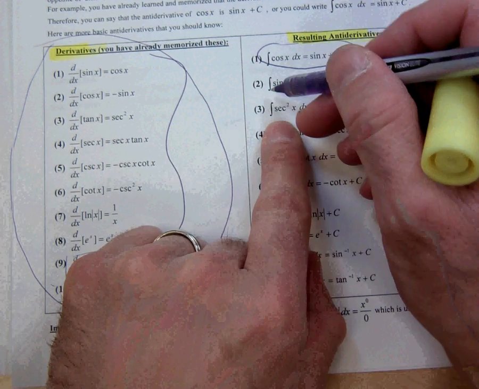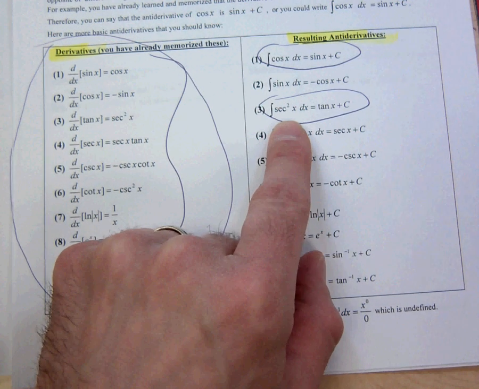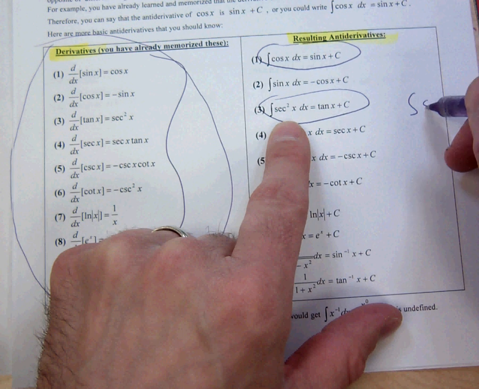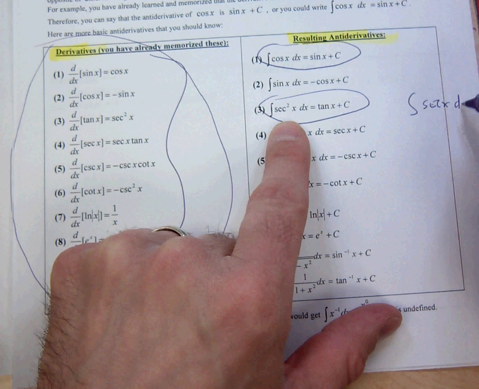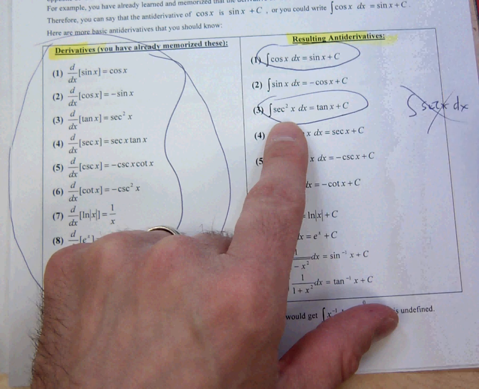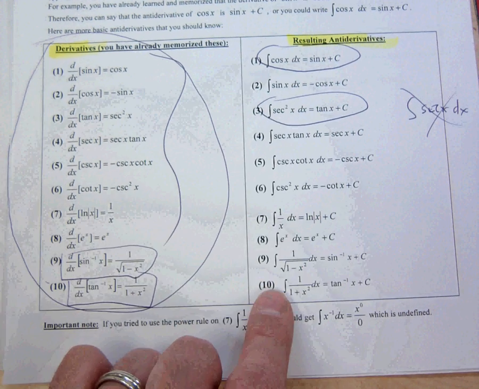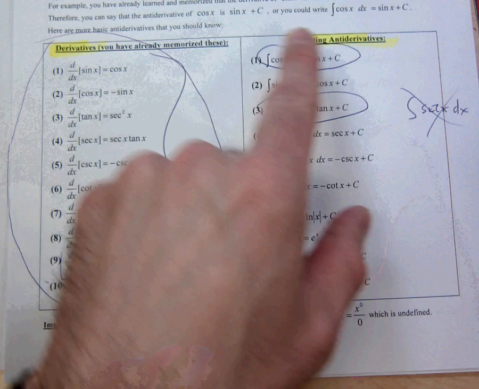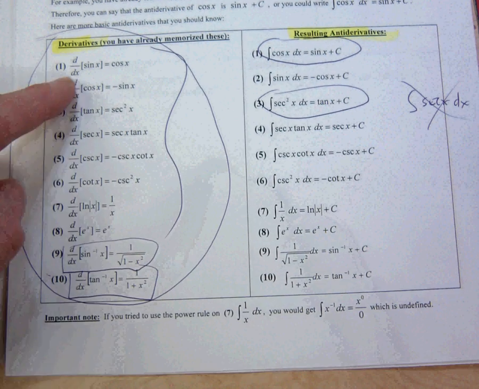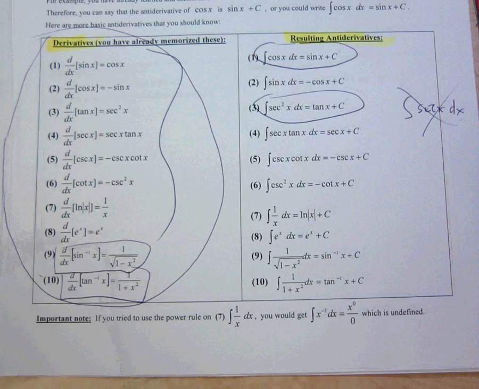Now notice something. You all know how to integrate secant squared because it's just the opposite of a derivative rule you already have memorized. But have I shown you yet how to integrate just plain old secant? No, that's for another day. So just understand what you can and cannot do right now. The only things you can do right now, as far as this list goes, are things that you already know the derivatives of. Does that make sense?